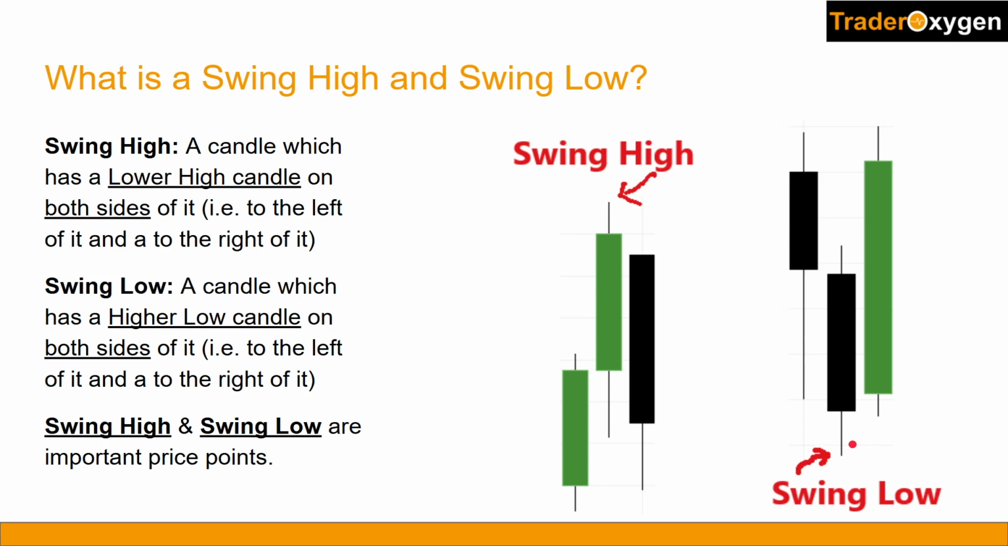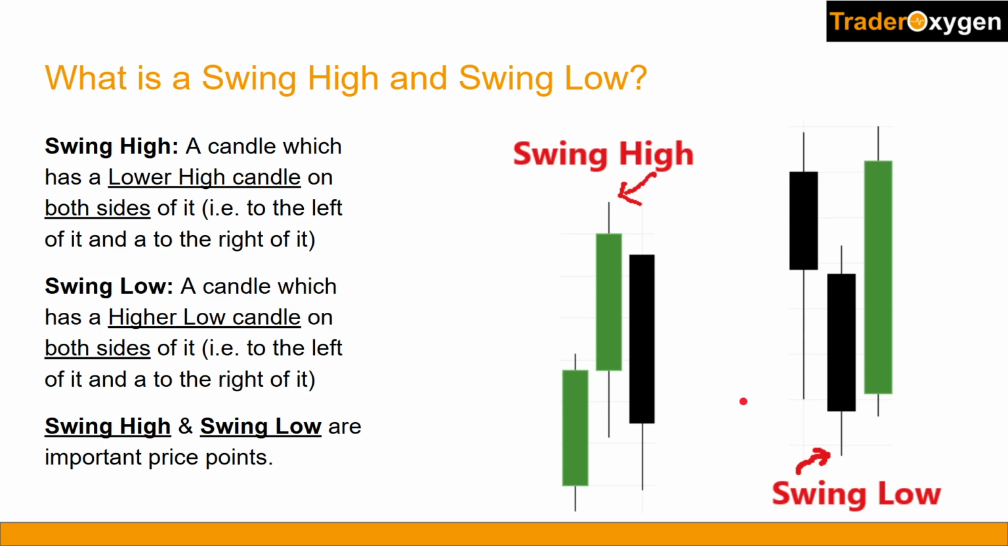What is a swing low candle? A candle which has higher low candles on both sides of it. Again I'm talking about the price. So this candle's low is higher than this candle's low, and this candle's low is higher than the price of this candle's low. So that is a swing low candle.